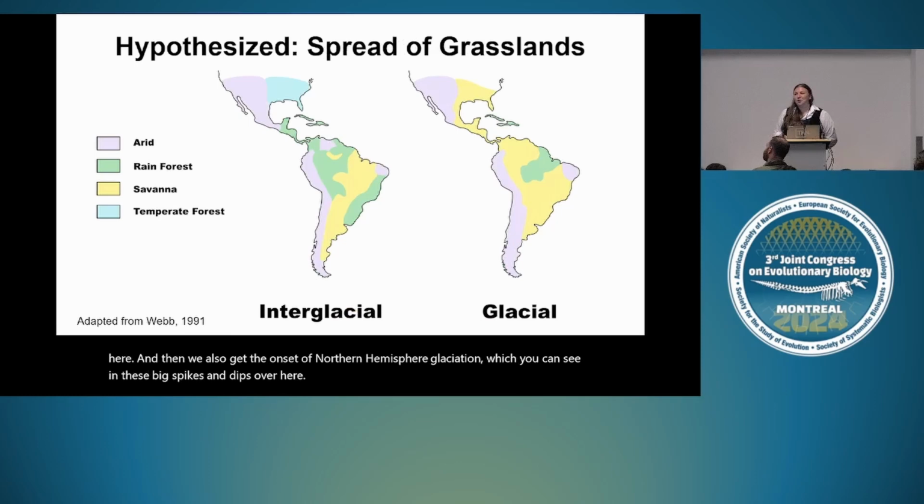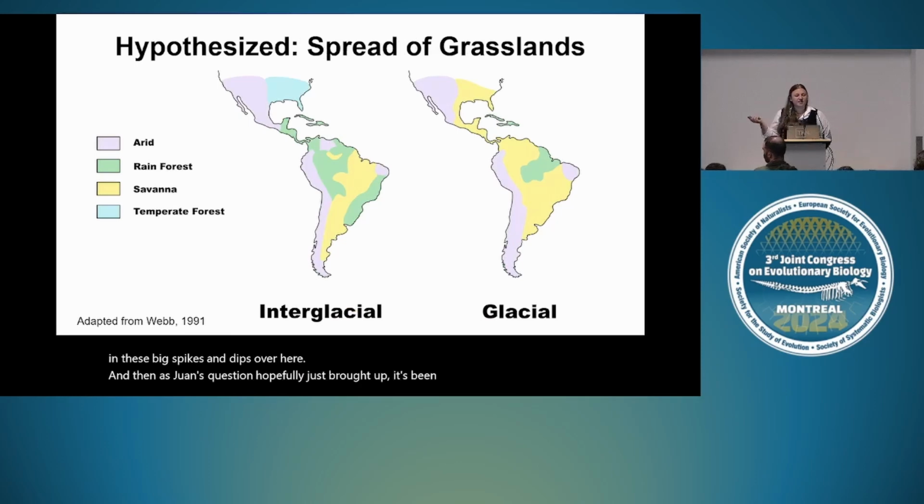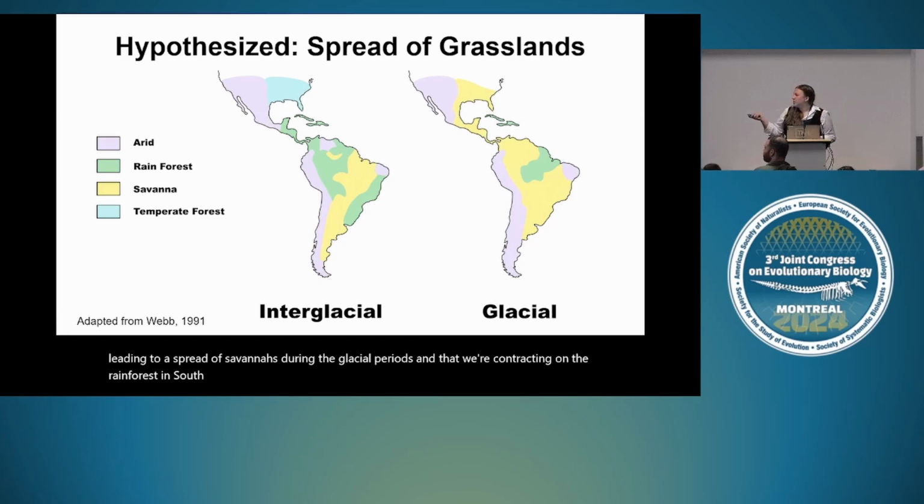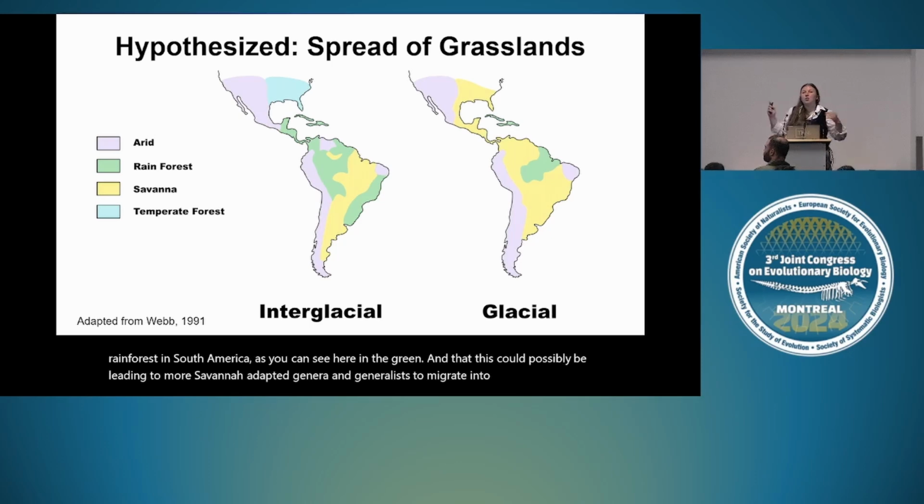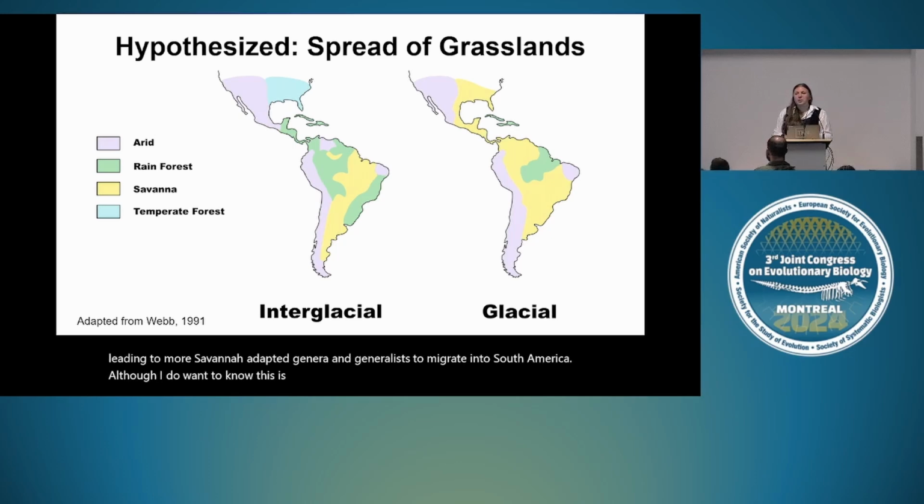And then, as Juan's question helpfully just brought up, it's been postulated that this is leading to a spread of savannas during the glacial periods, and that we're contracting the rainforest in South America, as you can see here in the green, and that this could possibly be leading to more savanna-adapted genera and generalists migrating into South America. Although I do want to note, this is from S.D. Webb's paper in 1991, and to my knowledge, this is not based on any sort of global climate model, but rather just his knowledge of the fossil record.